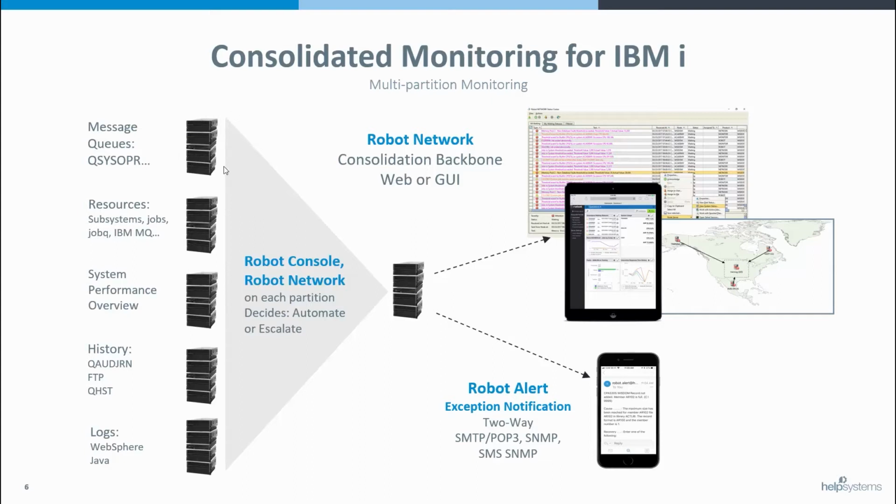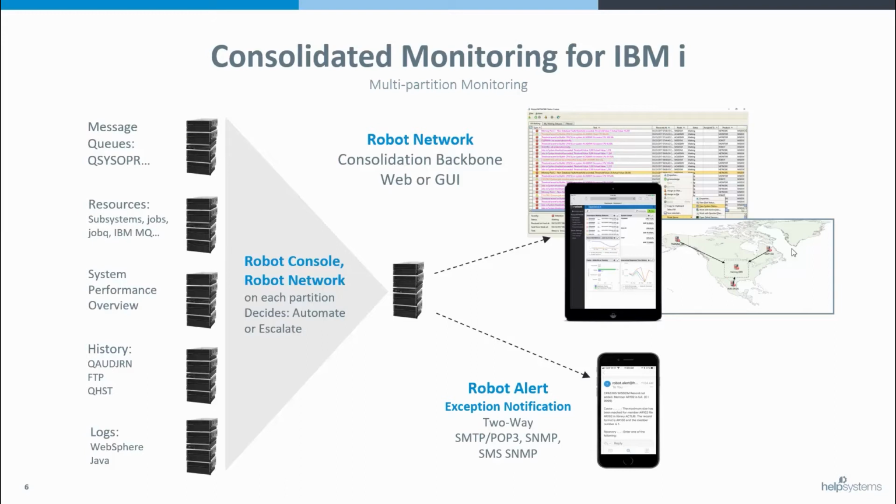Any outstanding unautomated message or critical informational message happening on any one of your partitions will automatically be escalated from Robot Console into what's called the Robot Network Status Center. There are two forms of the Status Center. One is in the Robot Network graphical interface, the GUI that you install on your Windows PC. And we also have the Robot Network Status Center in our Insight browser web interface that you can use on any device, including mobile devices.